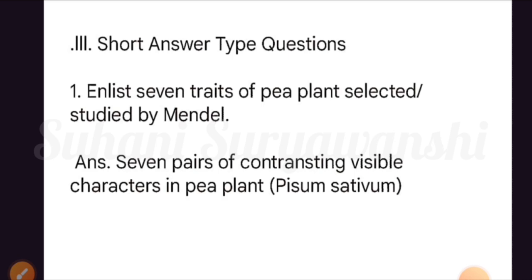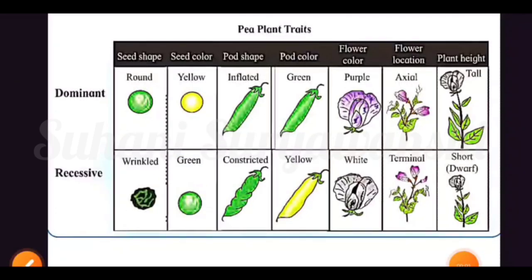7 pairs of contrasting visible characters in pea plant or Pisum sativum is as follows. So in this question, if you want, you can draw the diagrams, or even if you don't draw, it won't matter. Just draw a chart with 2 columns of dominant and recessive, and then make rows containing seed shape. Under dominant you can write round, under recessive you can write wrinkled, and then for seed color, in another row you can write yellow in the dominant column and green in the recessive column. Like this also you can do.